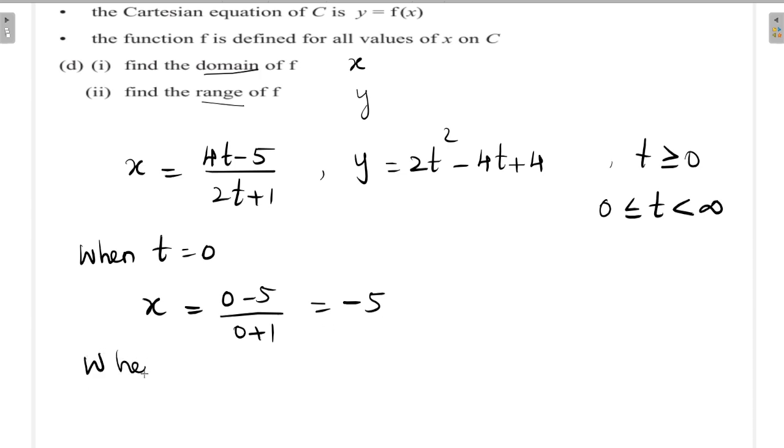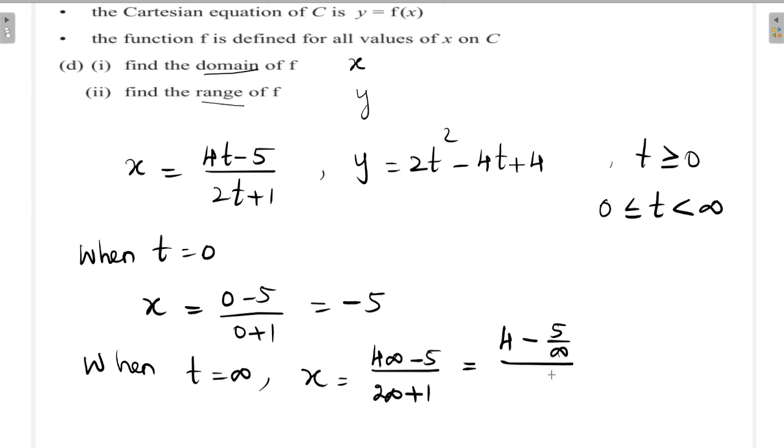When t tends to infinity, x is equal to 4 infinity minus 5 by 2 infinity plus 1. Infinity is an excluded value because it is an undefined value, so this is difficult to evaluate directly. Anything divided by infinity is always 0. So divide through: 4 minus 5 by infinity, divided by 2 plus 1 by infinity. Now it is easy to find. 5 by infinity and 1 by infinity are 0. So 4 by 2, which is 2, which is an excluded value.